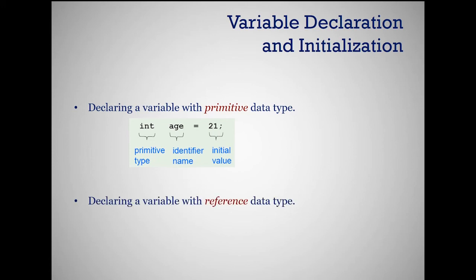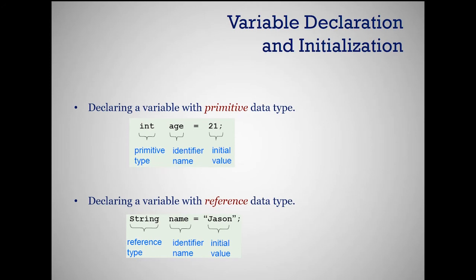Now, declaring variables for a reference this time: String name equals JSON. String is actually a reference data type. Are you familiar with the difference between string and char? If you use char, it will get just one character. For example, for JSON, it will just get the J. If you want the entire string JSON, you have to use the data type String, which is a reference data type. Clear? Okay, and that ends our topic for today.